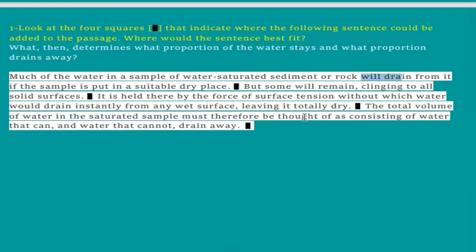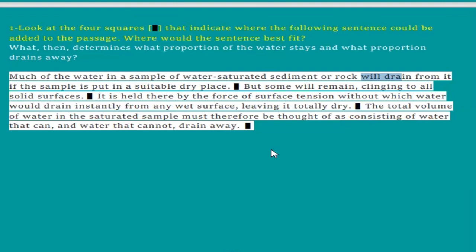Alright, but some will remain clinging to all solid surfaces. It's held there by the force of surface tension, without which water would drain instantly from any wet surface. It's not this box either, because this sentence is talking about the water clinging, and then the next sentence is talking about the force. It's talking about the force that makes it cling. So these two sentences are connected. This box is out.